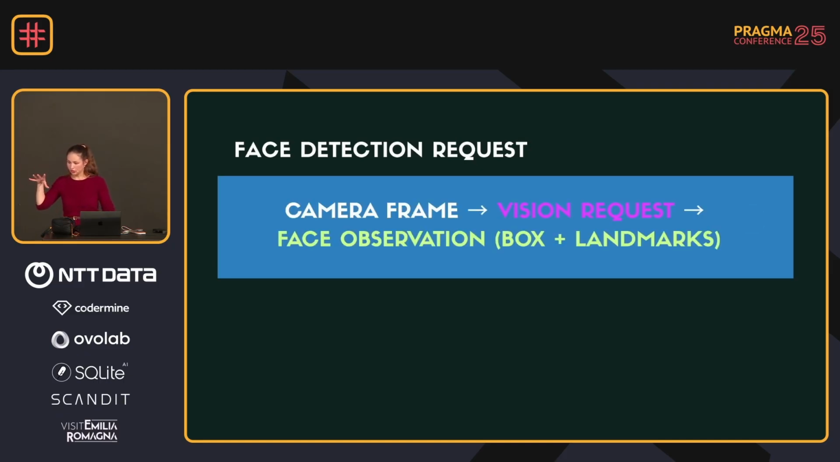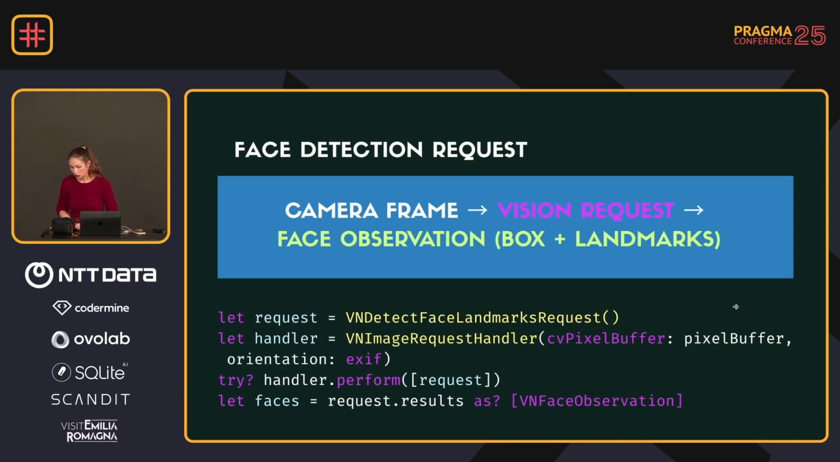So again, there is a camera frame, a Vision request, and a face observation, which is a box and landmarks. Vision detects the faces, and for each face it gives us a VNFaceObservation. In code, it looks like this. We have a request, we have a handler, and then Vision detects one or more faces. For each face, it gives us a face observation result.